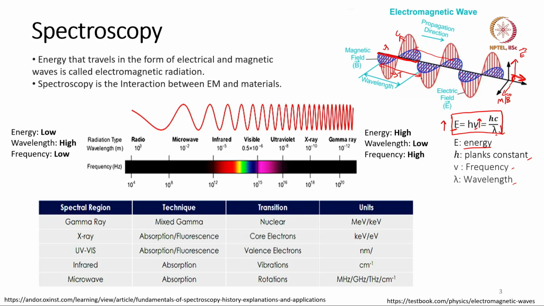Based on the wavelength and the frequency, we have divided the electromagnetic spectrum into various kinds of waves. We have radio waves, microwaves, infrared waves, the visible region, ultraviolet, X-rays, and gamma rays. These are all classified based on the wavelength and the frequency.